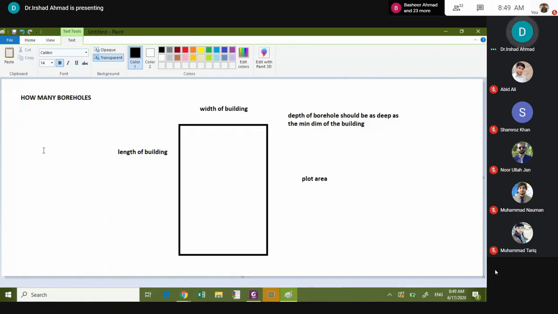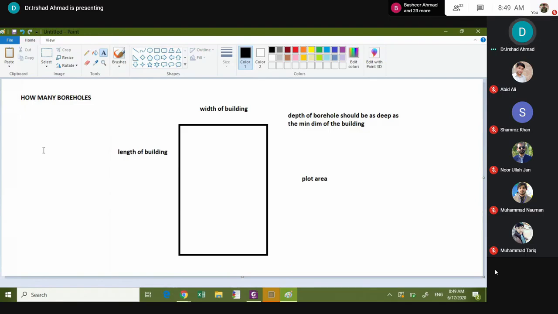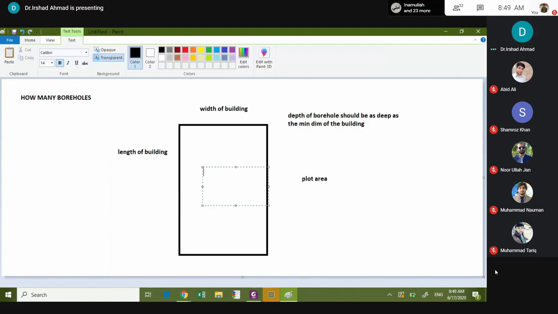So there is no hard and fast rule, but the number of boreholes should be sufficient to reveal the soil strata below the building, so that if there is any weak strata in the footprint of the plot, it should be revealed. For example, if this is the plan of the building, right? This is the plan of the building.